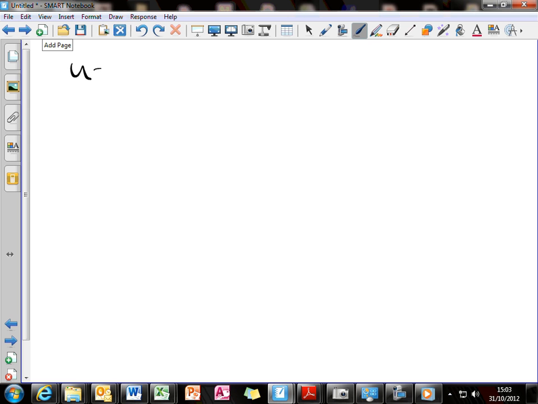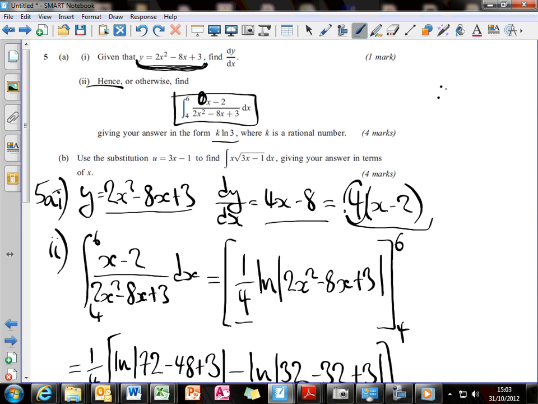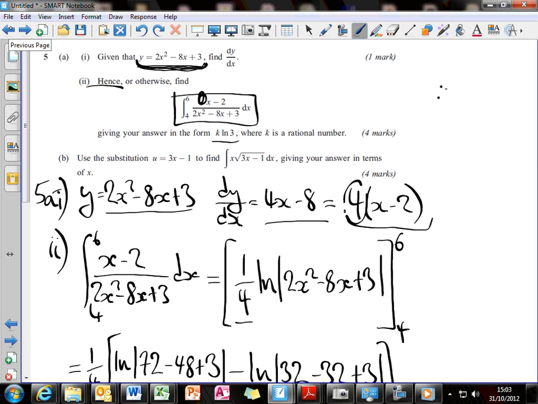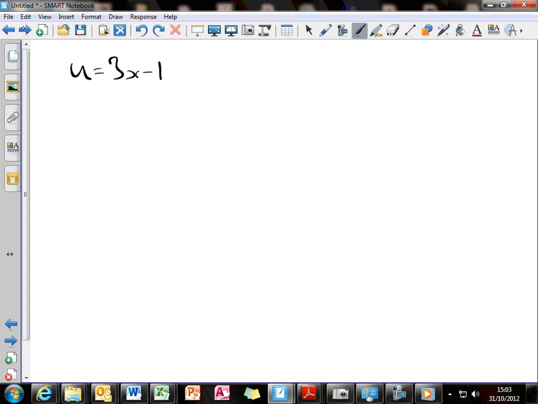The substitution was 3x plus 1, I think. Yeah. Sorry, 3x minus 1. And we're trying to solve the integration of x multiplied by the root of 3x minus 1, so it's x root 3x minus 1 dx. Okay, so it's told us what the substitution is.